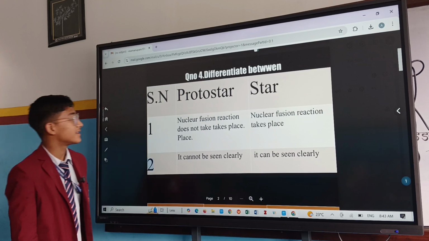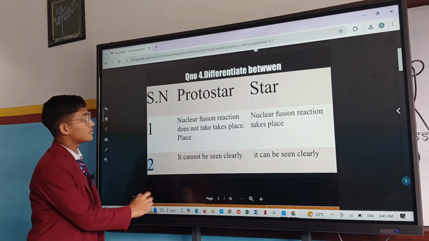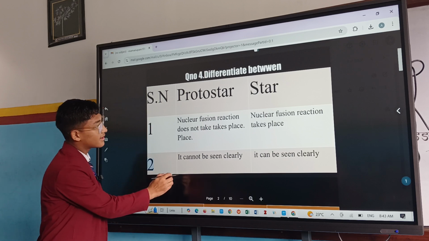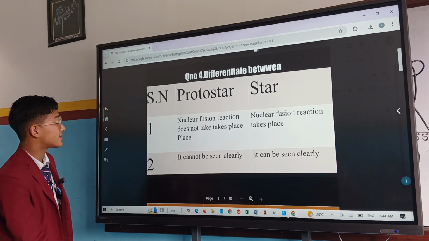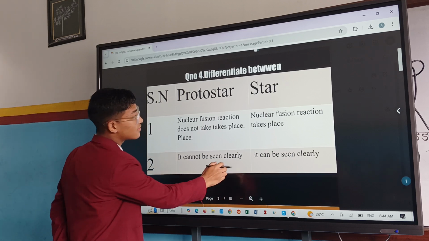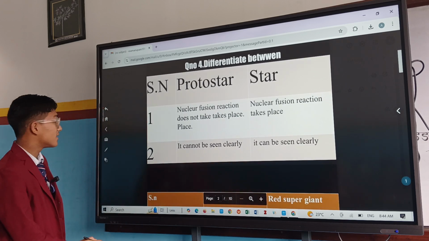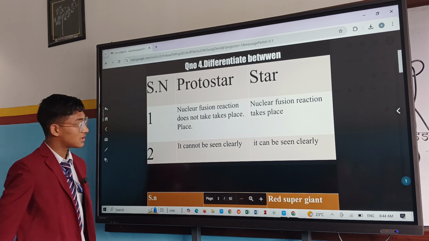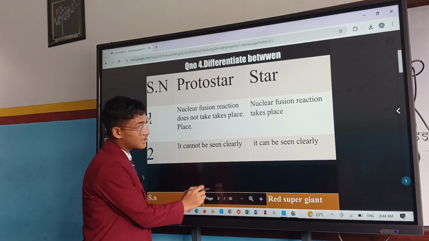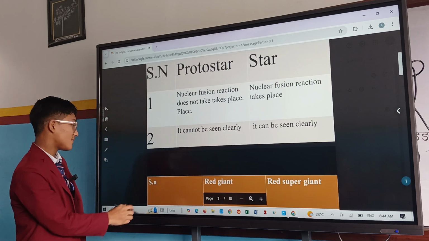Protostar and star. In a protostar, a nuclear fusion reaction does not take place. In a star, nuclear fusion reaction takes place. A protostar cannot be seen clearly. A star can be seen clearly.